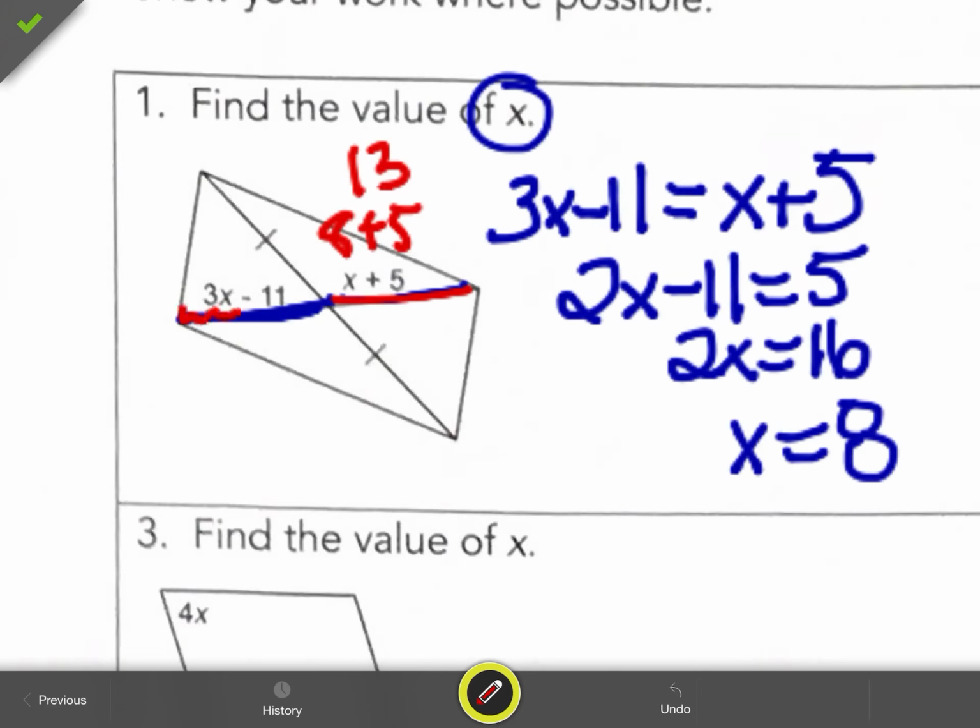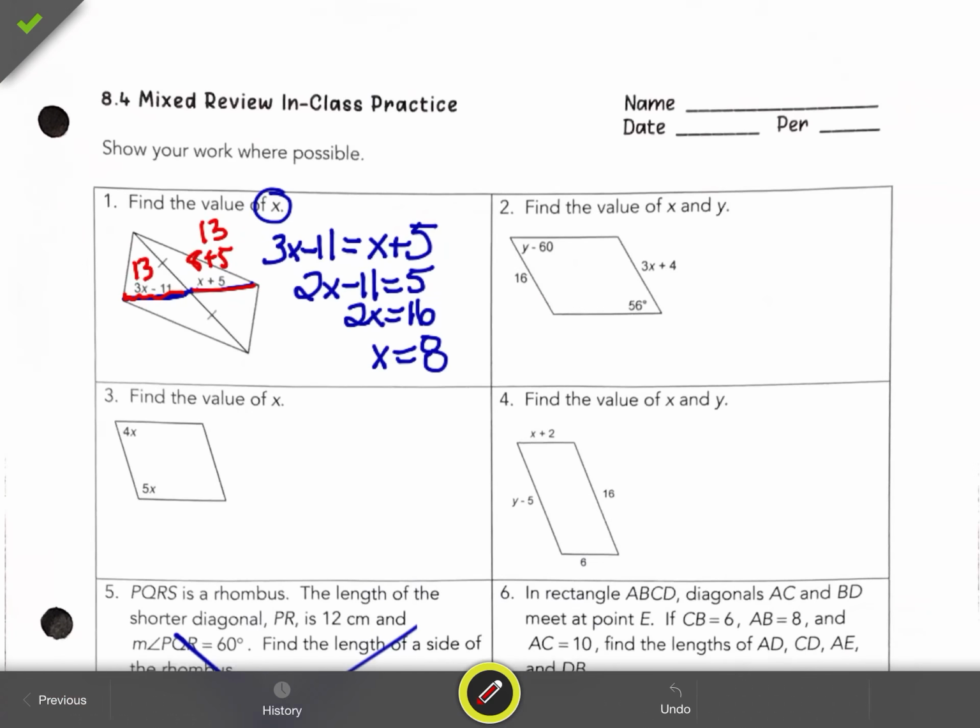They might ask you for this piece too. You wouldn't have to plug back in unless you really wanted to, because you know that they're equal. The diagonals bisect each other. So if you figured out this was 13 without plugging in, you would know that this piece is also 13. So again, just putting that out there because they may ask you something like that.